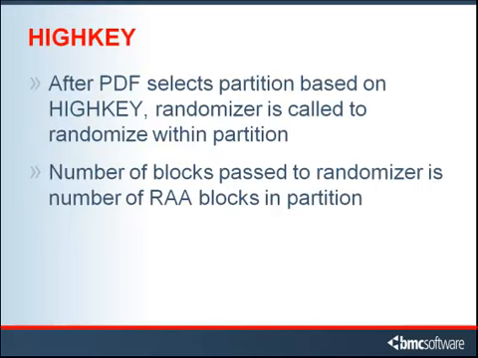An alternative to both the two-stage randomizer and partition selection routine is to use HIGHKEYs with HDAM to establish key ranges. If using key ranges is sufficient, HIGHKEYs may offer a better method to provide a two-stage partition selection process. After PDF selects a partition based on the HIGHKEY, the randomizer is called to randomize within the partition. As with the partition selection routine, the number of blocks passed to the randomizer is the number of root addressable area blocks in the partition selected.